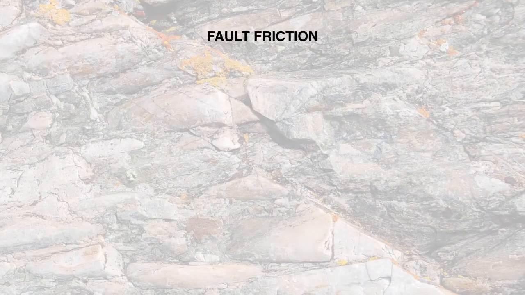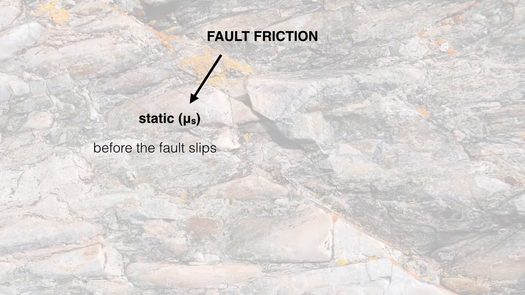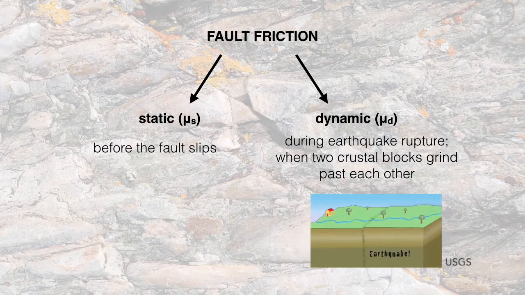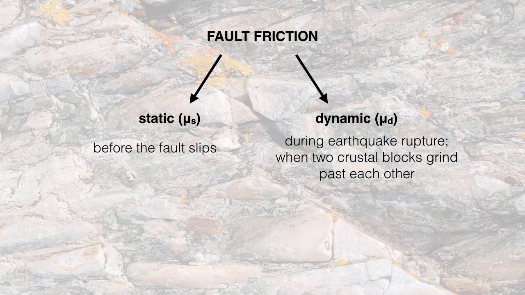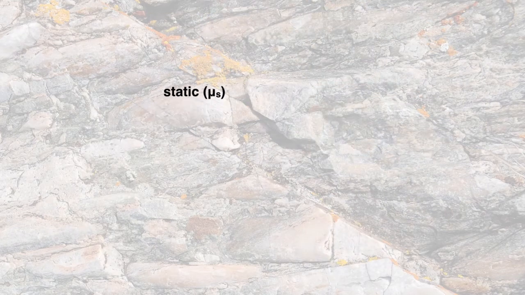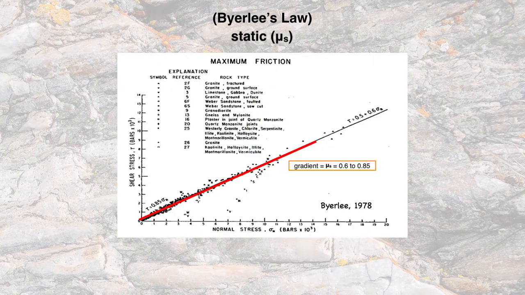Fault friction can be categorized into static friction, present before an earthquake, and dynamic friction, which is present during earthquake rupture. Static friction can be described by Byerlee's law, where sliding begins when the ratio of shear to normal stress reaches the value of friction.